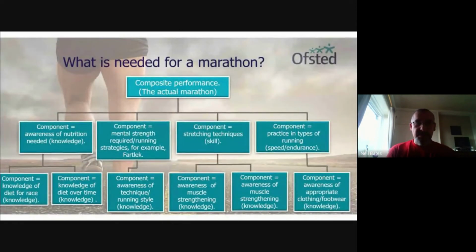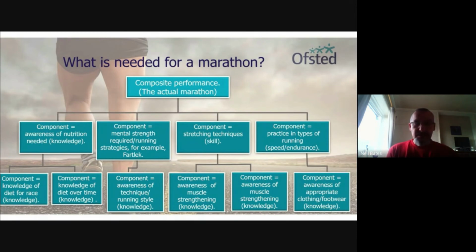So if we take this example here, this is one from our friends in Ofsted. And it's the idea of what is needed for a marathon. Now, you've probably got the worst person to talk about marathon running here, because I don't run. That's why I learn to fight. But running a marathon is a composite performance. The actual marathon itself is the answer to a big set of components that have been put together to allow the runner to achieve that.